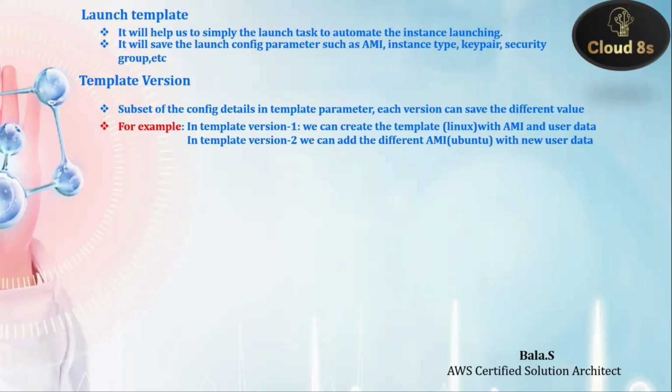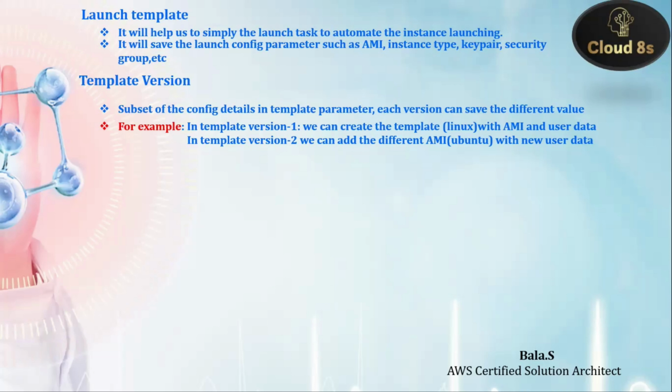Instead of creating a separate template, we can add version 2 to the same template. In version 2, we can select the AMI as Ubuntu, and at the user data level, we can pass the Ubuntu user data. This is the way we can create multiple versions under a single template. Whenever we are deploying the EC2, we can choose the respective version and deploy the EC2 instance.